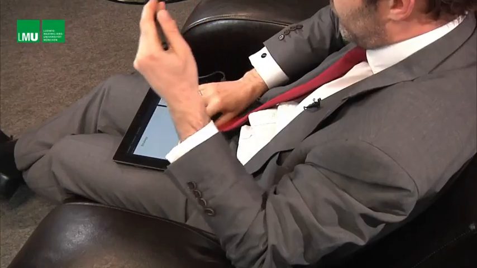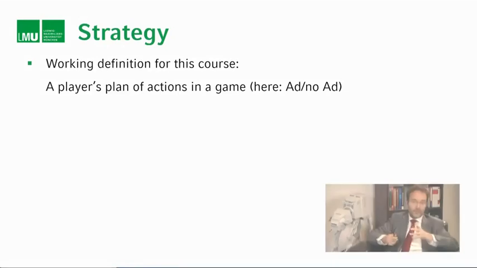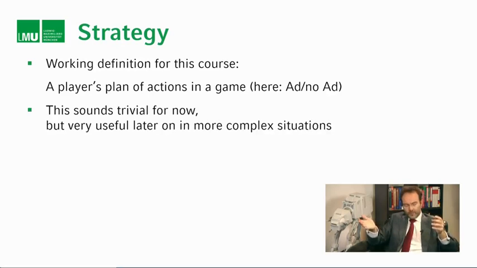And what's important is basically what we mean by a strategy, right? So after all, you're taking this course to learn about competitive strategy. And for that, we need to have a working definition for this course. And the working definition for now is a strategy is a player's plan of action in a game. Okay, so here it is fairly simple. We have two choices. We have to run an ad campaign or not to run an ad campaign. For now, this sounds very simple, even trivial, but it's going to be very useful later on to know what a strategy is when we're trying to analyze more complex situations.